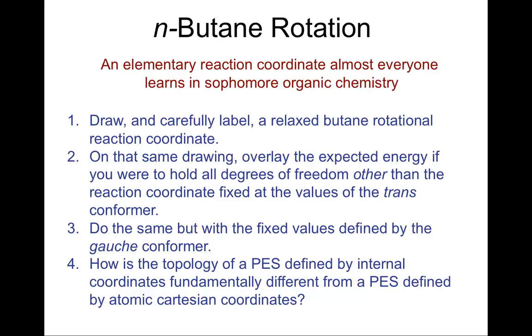And on that same drawing, I'd like you to overlay what that curve would look like if, I'll just tell you, the organic chemists certainly were thinking about that conceptual coordinate as though everything is relaxed. But now I want to think about the ramifications of not having relaxation. So if you were to start from the trans-butane conformer, or the antiperiplanar as it's sometimes called, what would the curve look like if you held every degree of freedom fixed other than the reaction coordinate? And I'd also like you to plot that on the same plot. And I'd also like you to do the same thing, except now the fixed values would come from the gauche conformer, not from the antiperiplanar conformer.